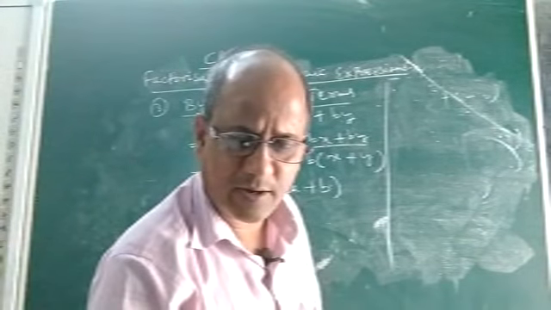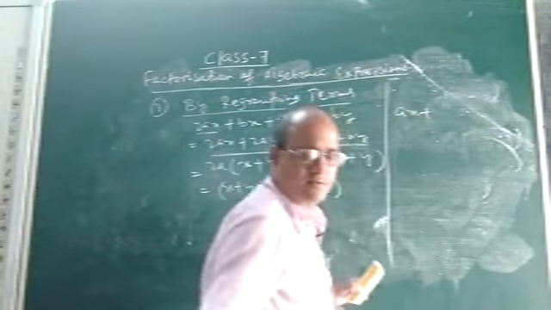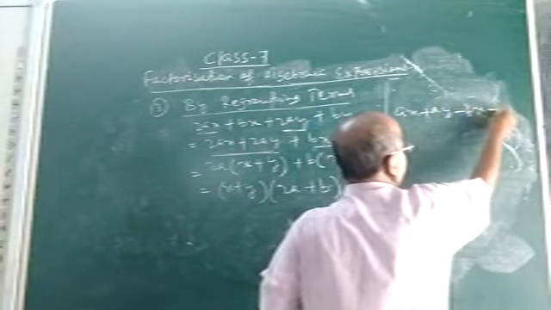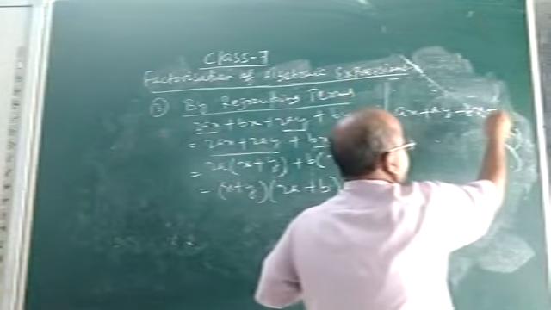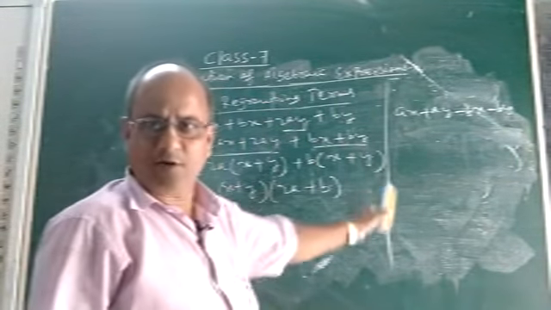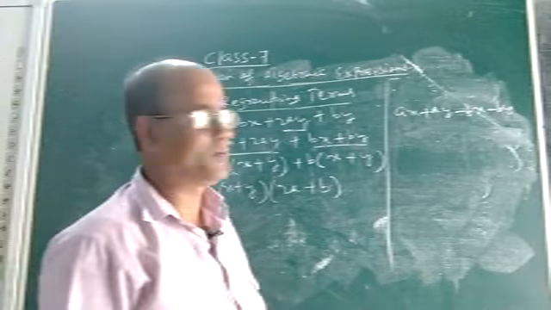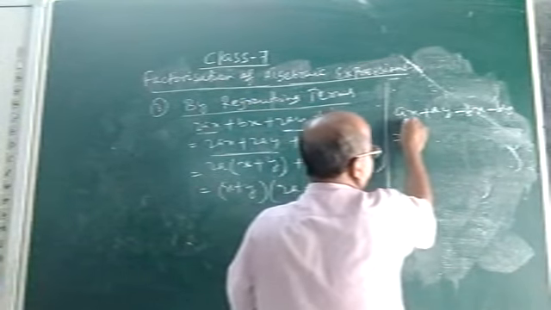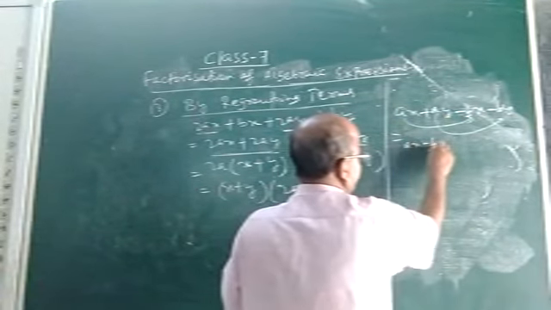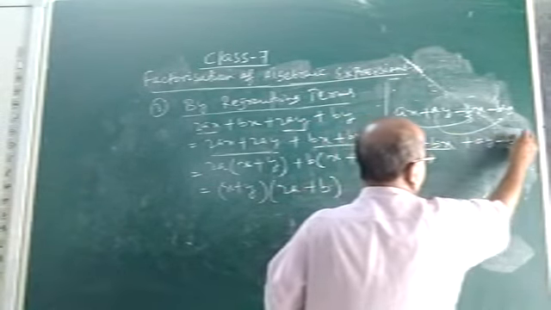Suppose ax plus ay minus bx minus by. Look at children, this is again a quadrinomial algebraic expression. So you see how to factorize it by regrouping. We can regroup these two terms and these two terms: ax minus bx, let this be one group, plus ay minus by, it is another group.